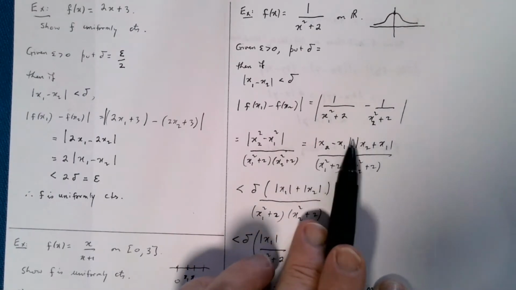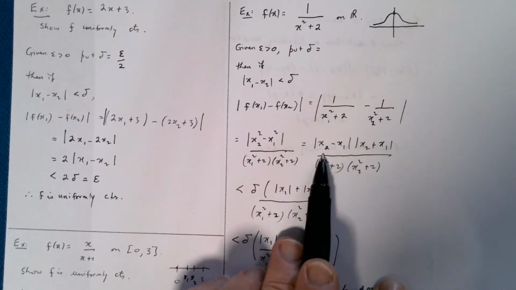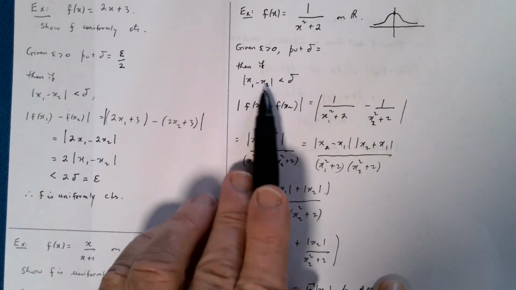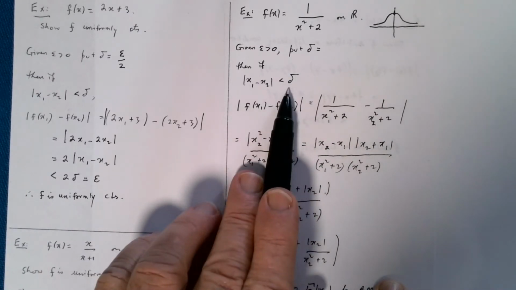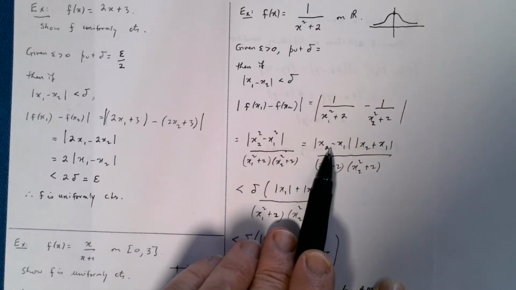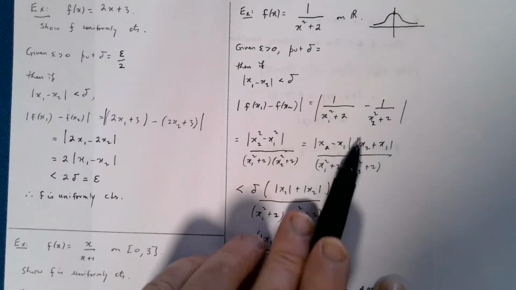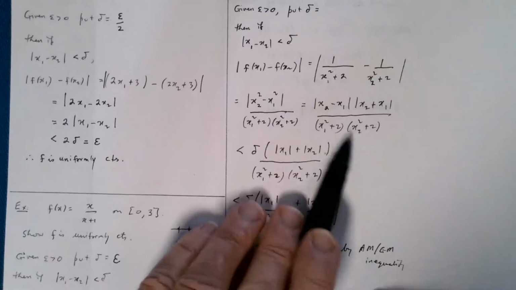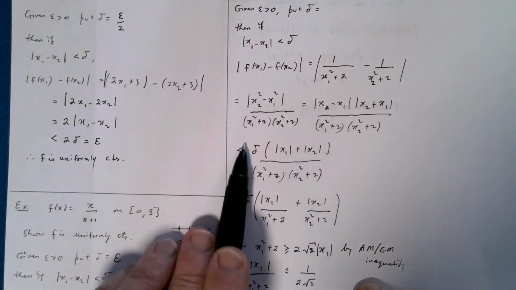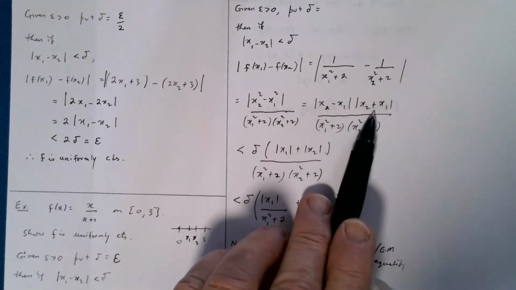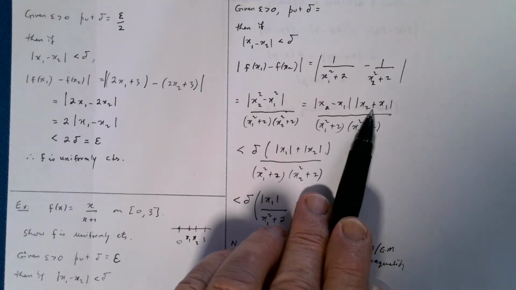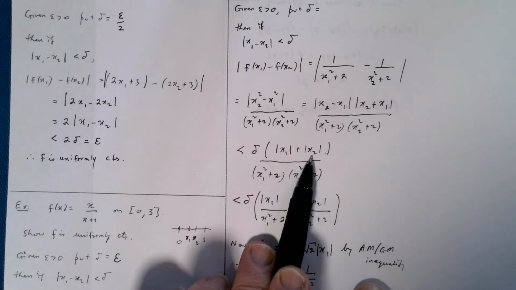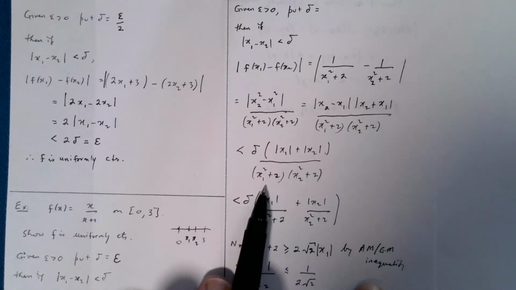Now this bit here is fine because this is just the same as absolute value of x1 minus x2, and so I can replace this with a delta, and then I'm left with this expression here. I'm going to do 2 steps. I'm going to replace this with a delta, so this is less than delta times that, and I'm going to use the triangle inequality on this one. So this is less than absolute value of x1 plus absolute value of x2, and I've still got this complicated denominator here.